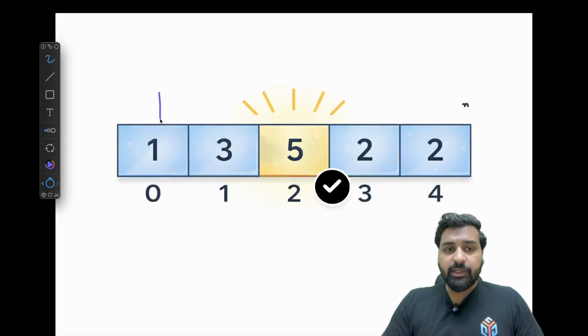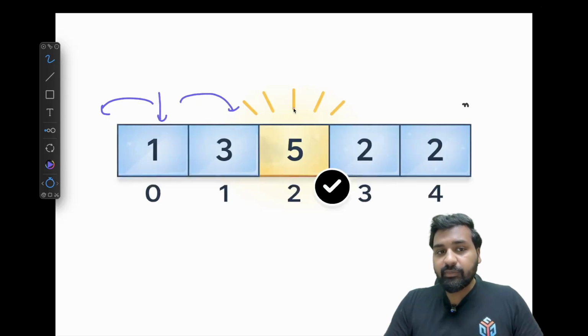I start from here and look at the left side of it, and I will take the sum of all the elements on the right side of it. On the left side there is nothing, and on the right side 3 plus 5 plus 2 plus 2, which is 8, 10, 11. So on the right side it has 11. I'll check if the sum is equal. No, the sum is not equal, so it is not an equilibrium index.